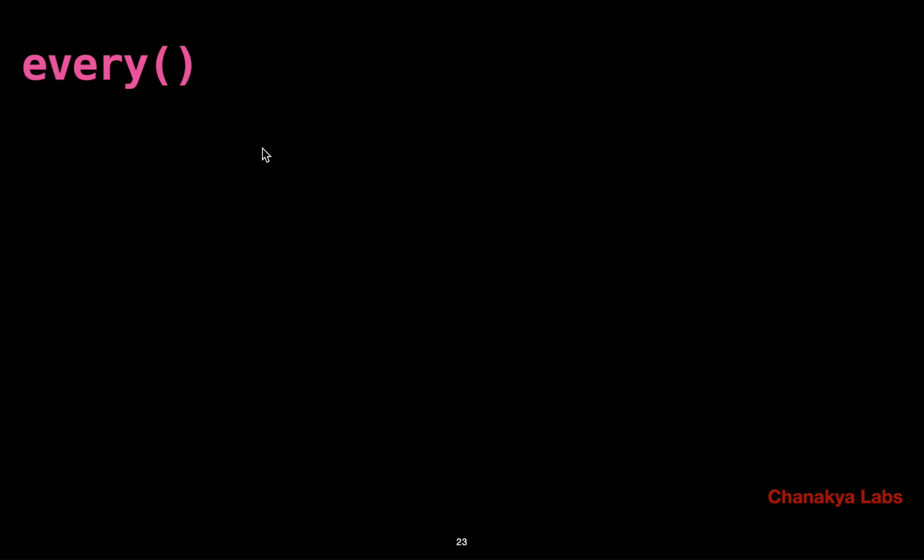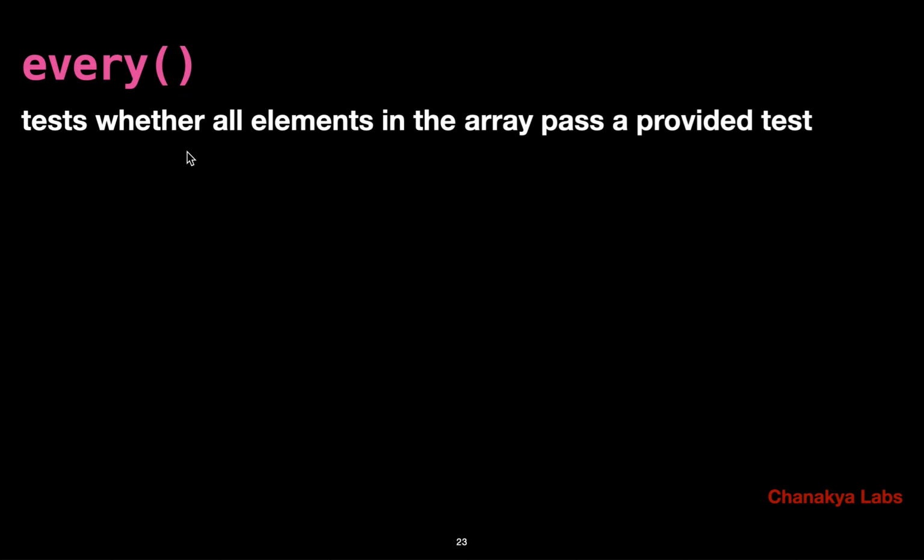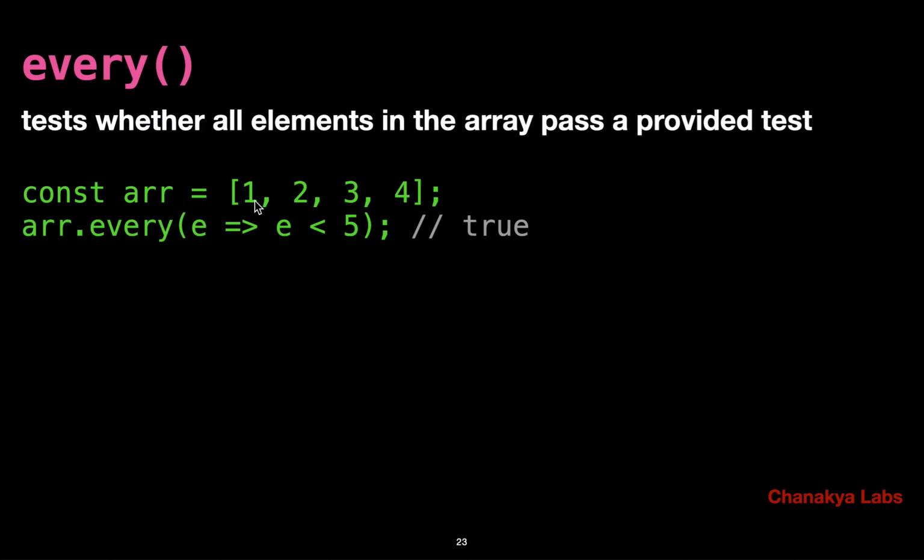Now let's see something called every. In an array, there is a method called every. It tests whether all elements in the array pass a provided test or not. So let's say there is an array 1 2 3 4, and I want to check whether all the elements are less than 5 or not. Okay, then I can write arr.every and the condition I will write.